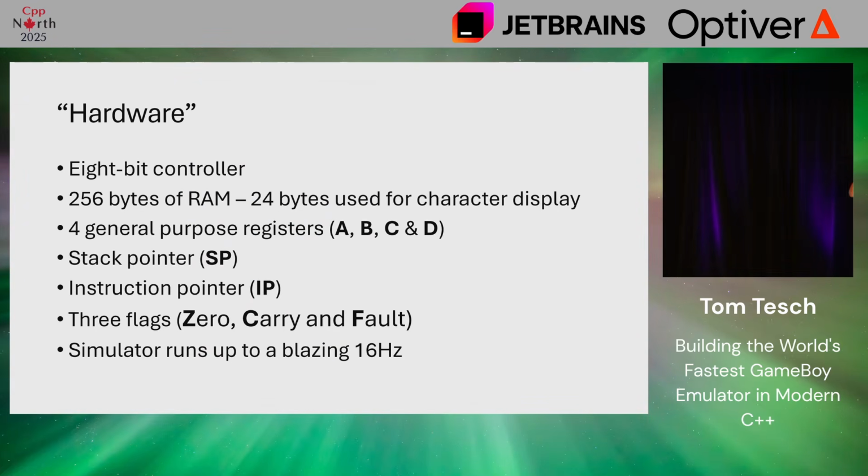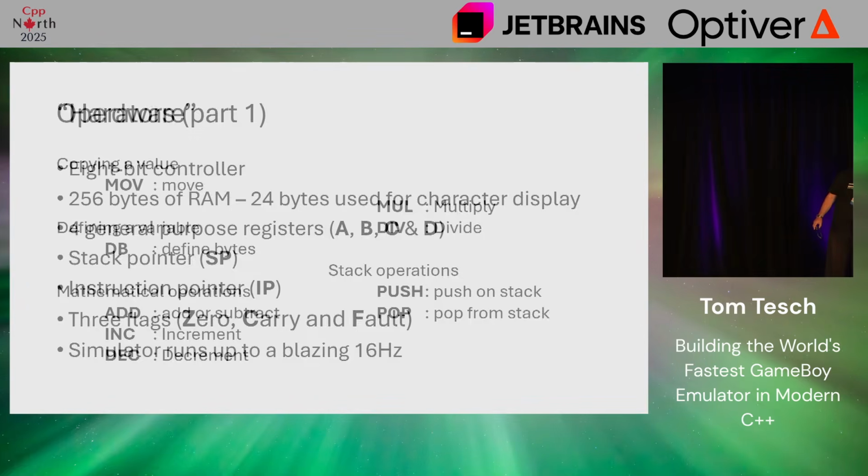Let's look at this hardware we are trying to emulate. It's an 8-bit controller. Registers are 8 bits. 256 bytes of RAM, 24 of those are VRAM, 4 general purpose registers, a stack pointer, instruction pointer, 3 flags, and I didn't show you because I don't know, maybe science has gone too far, but you can run this up to 16 Hertz. Little pull down menu there.